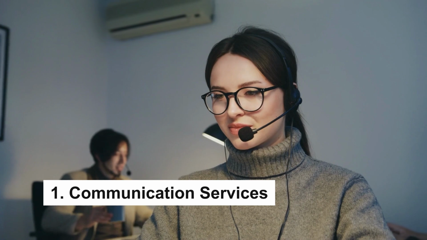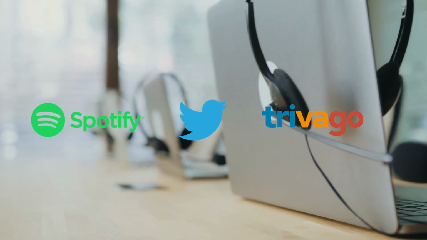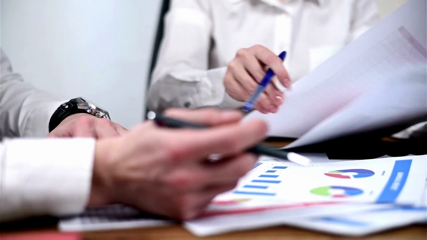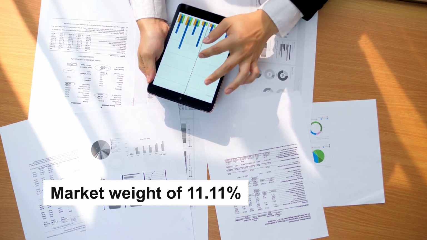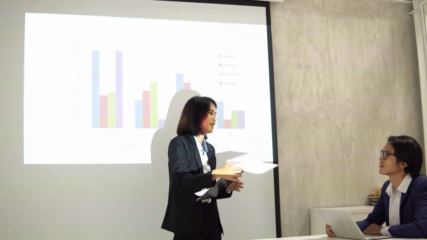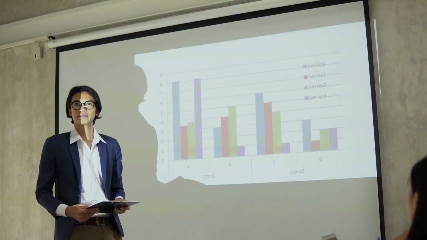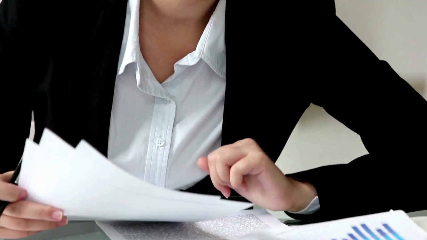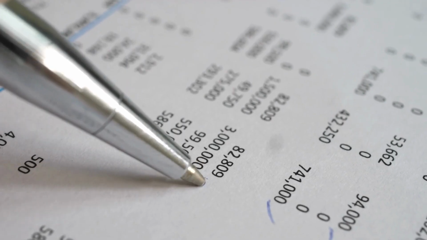The first sector to consider is communication services, which includes well-known companies such as Spotify, Twitter, and Trivago. In terms of the price-to-earnings ratio for this year's estimates, communication services has a market weight of 11.11%. The price-to-earnings ratio, or PE ratio, is the ratio of a company's share price to earnings per share. This ratio is used to value companies and determine whether they're overvalued or undervalued.